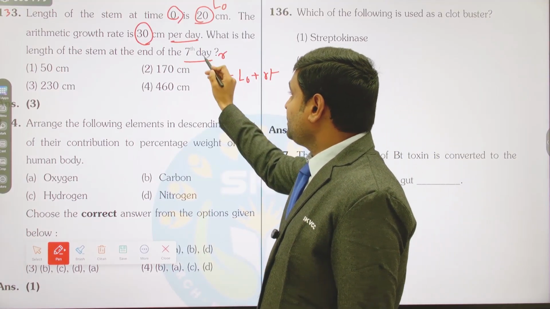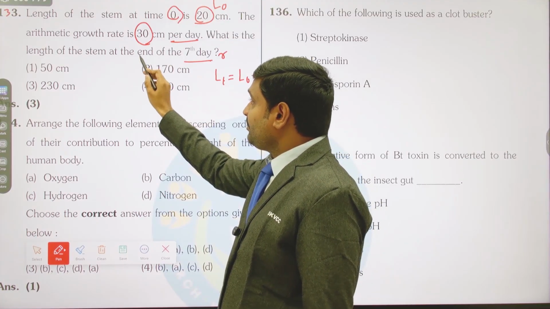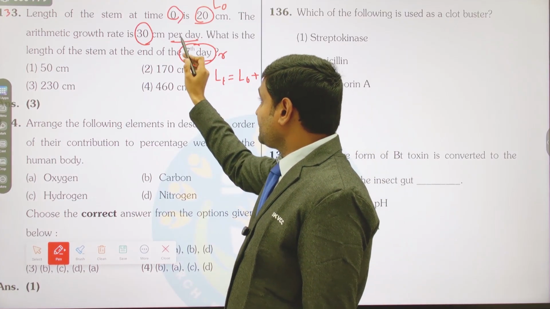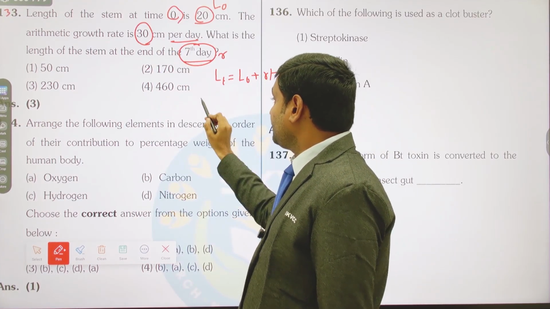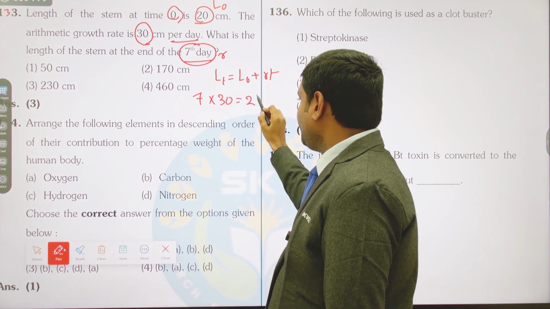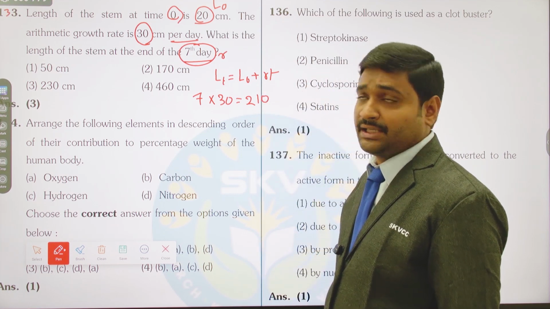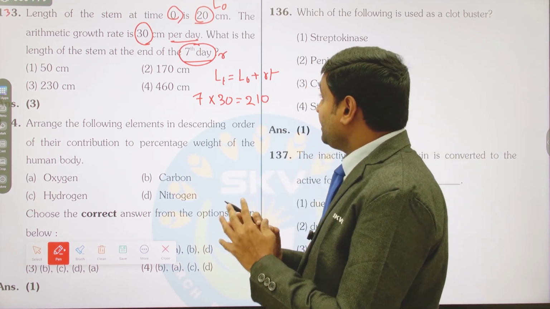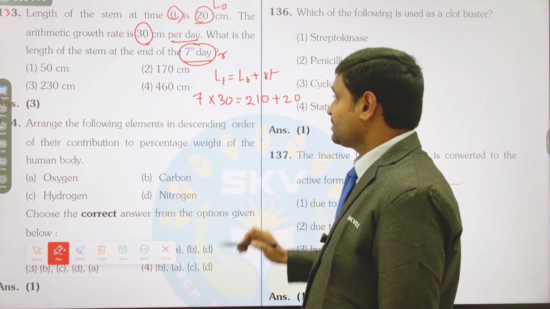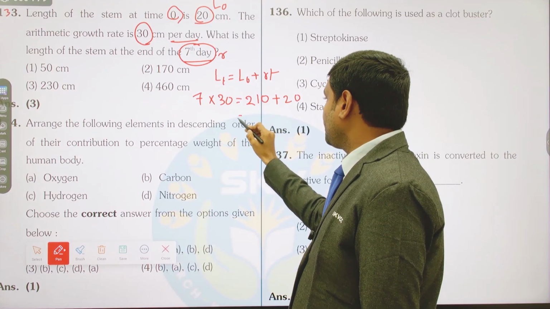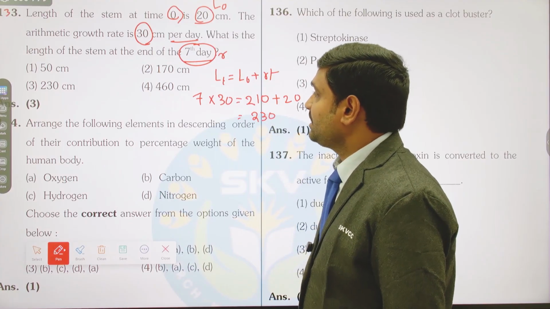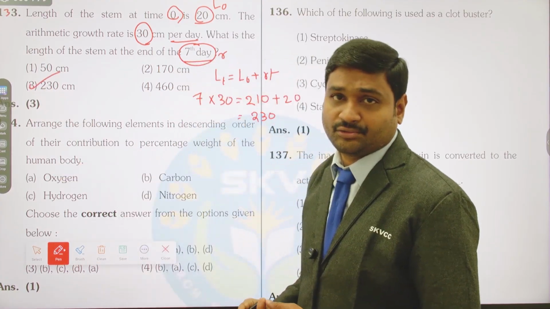Suppose he's asking what is the length of the stem at the end of the 7th day. So here there are 7 days. Let us calculate: 7 into 30 equals 210. But here you need to add the initial length also. So 210 plus 20, that is the initial length. So this is 230. So where is option 230? This is option number 3, 230.